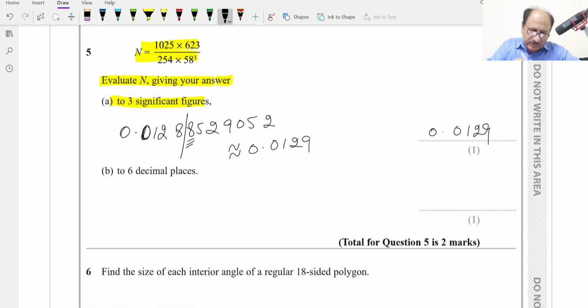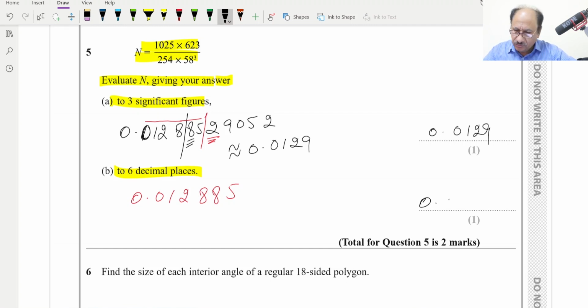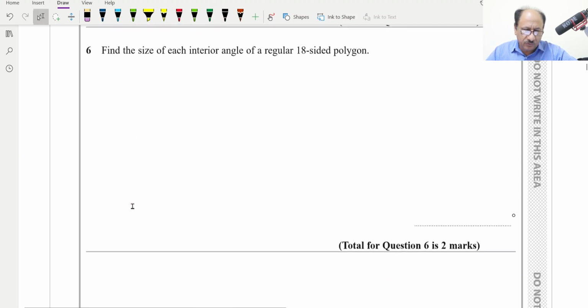And now 6 decimal places will be 1 2 3 4 5 6. So we need up to this one. So the next number is 2, so we'll just write 0.0128885. This will be 6 decimal places. This will be our answer. We can provide over here 0.012885. A one mark question does not require any working, but I'm explaining for your understanding.